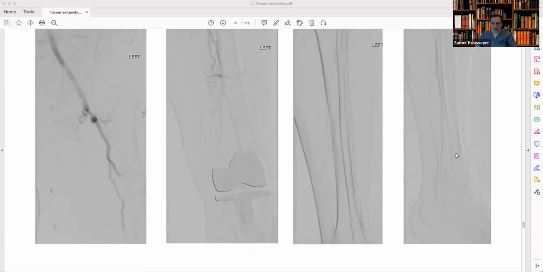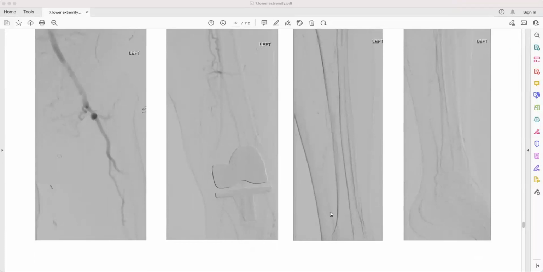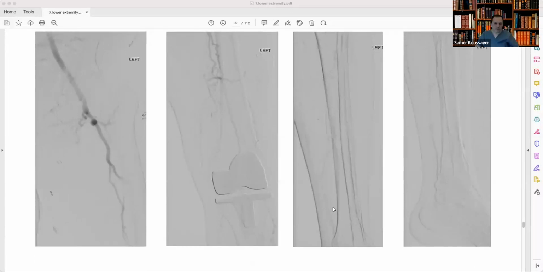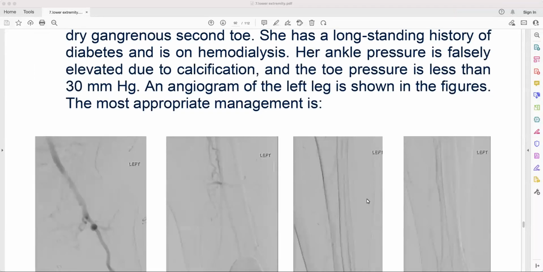And then here, the last one, what do you see? You just see a small posterior tibial artery, and there's calcification here. So what we have is really SFA, popliteal, and tibial artery occlusion, except for a patent posterior tibial. All right, let's go back to the question.